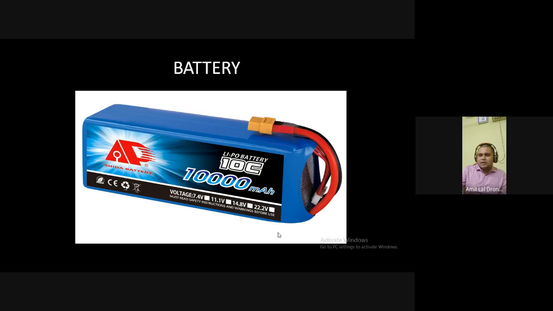Then you see something called a 10C written out. So what the 10C is, it is the discharge rate. What the discharge rate says is how much discharge the battery can give. What is the maximum discharge it can give? So how can you calculate that? Your rated capacity in mAh has to be divided by 1000 to give you the rated capacity in Ah, ampere hour. So 10 into 10, it is 100 amperes. So 100 amperes is the discharge rate, the maximum discharge that the battery can provide.